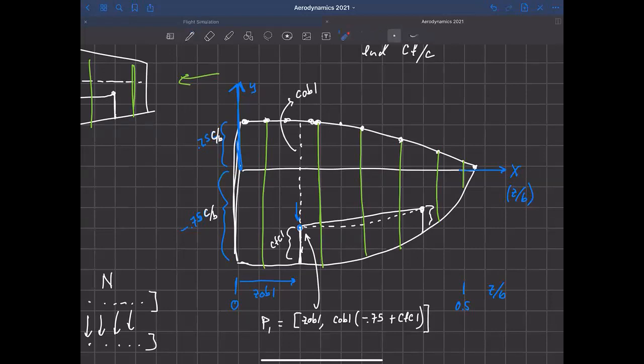It's whatever they put in for Z over B, which is the beginning of my aileron. That's the location there in the X direction. And then in the Y direction, it's minus 0.75 times the local chord, plus the CF over C times the local chord. That brings me back in this direction. Now I just combined the 0.75 and the CF over C and brought the local chord out front, C over B1. So now we found that location in our XY coordinate system.